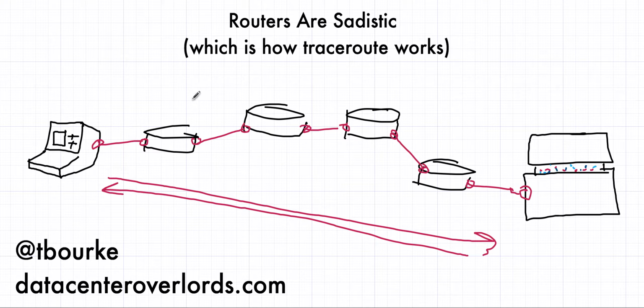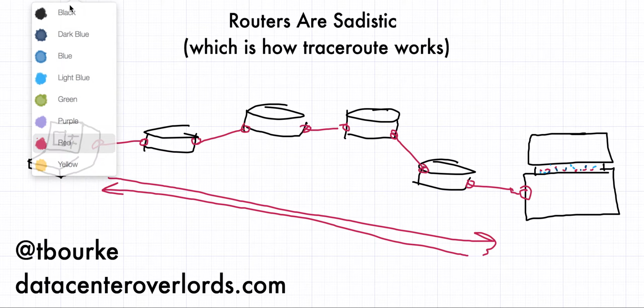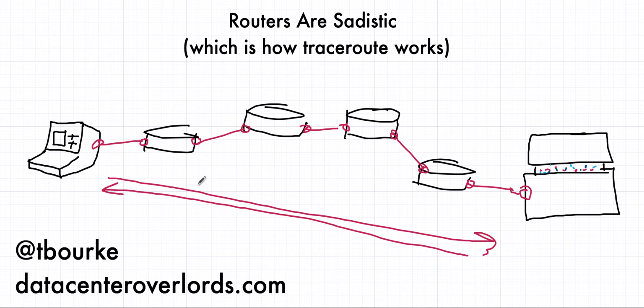Now, Traceroute works because routers are sadistic. I'll show you what I mean in just a second. But first, we have to talk about a characteristic of IP packets. So I've got an IP packet on here. One of the header values is called the TTL, the time to live. Now, this is a loop avoidance mechanism.